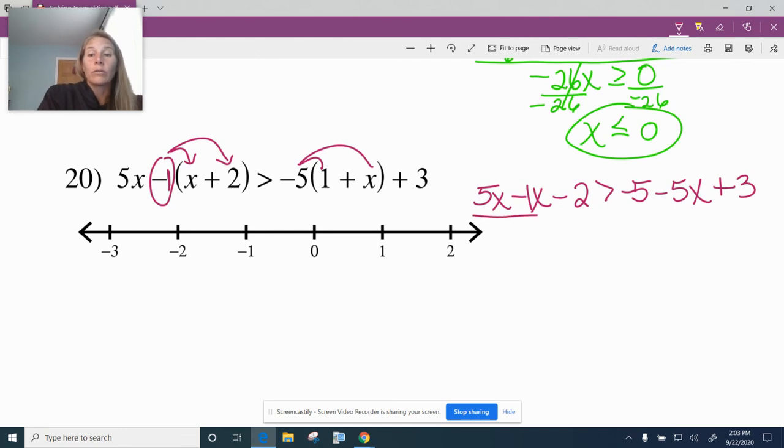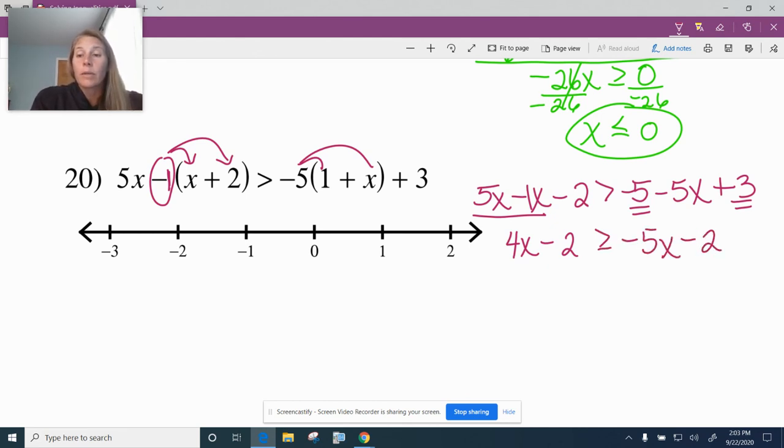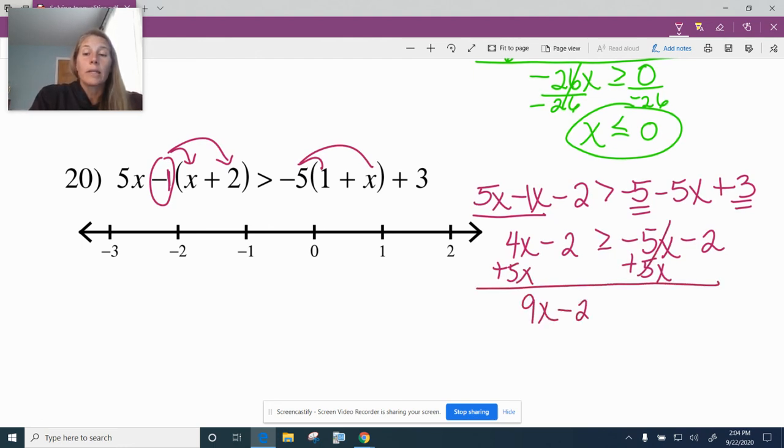Now I have two like terms on the left, and then I have these two like terms on the right. So 5x minus 1x is 4x. And then on the other side, my negative 5 and my positive 3 is going to give me negative 2. And now I'm going to bring all my x's to one side. So I end up with 9x minus 2 is greater than or equal to negative 2.